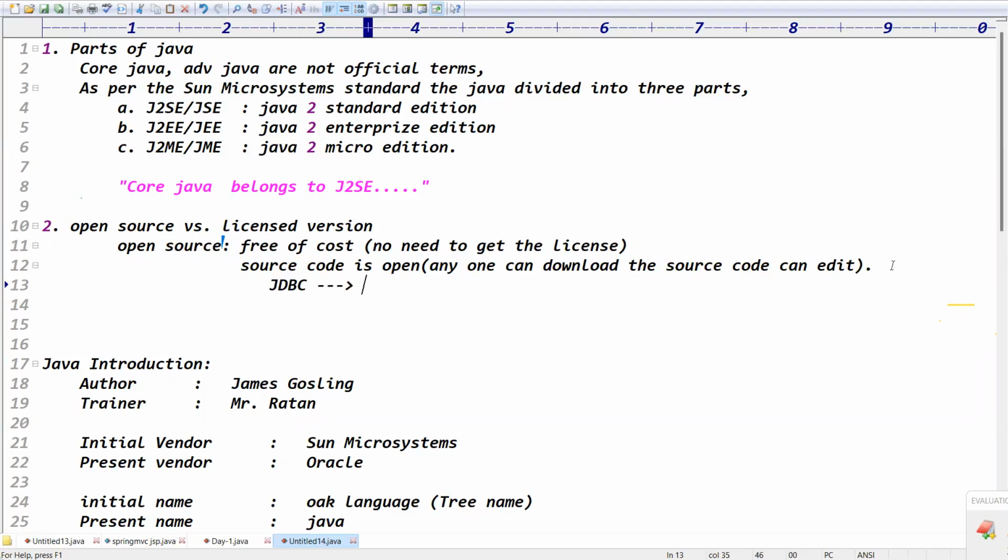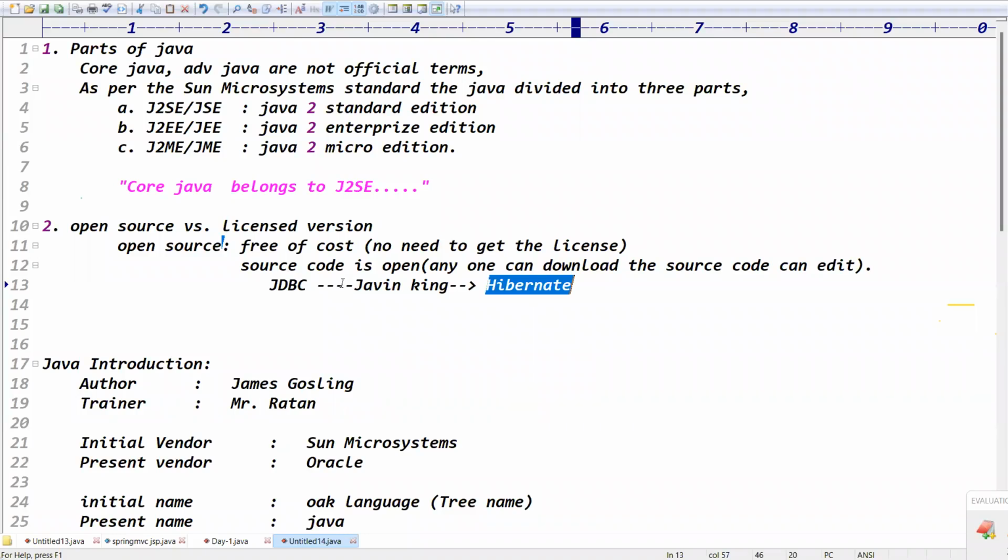JDBC is open source. We have one person, Gavin King. He is the author of the Hibernate framework. He downloaded the open source code, he downloaded JDBC code, and he did some modifications on JDBC code. He released the framework called Hibernate almost 24 years ago.